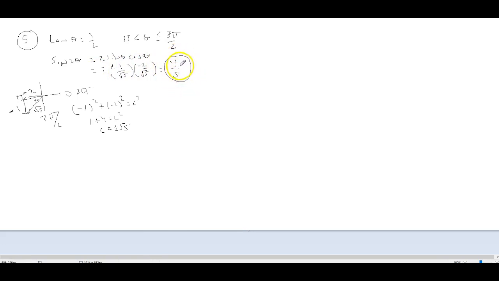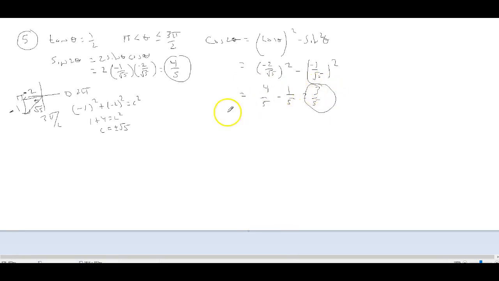Isn't that nice? And then for the second part, I asked find cosine of 2 theta. Cosine of 2 theta is equal to cosine squared theta minus sine squared theta, right? And so I'm going to go ahead and do that. Cosine of theta was negative 2 over root 5. I'm going to square that minus, and then I do sine, which is -1 over root 5, squared, and I get 4/5 minus 1/5, and that's equal to 3/5. Isn't that nice? That's two of them.